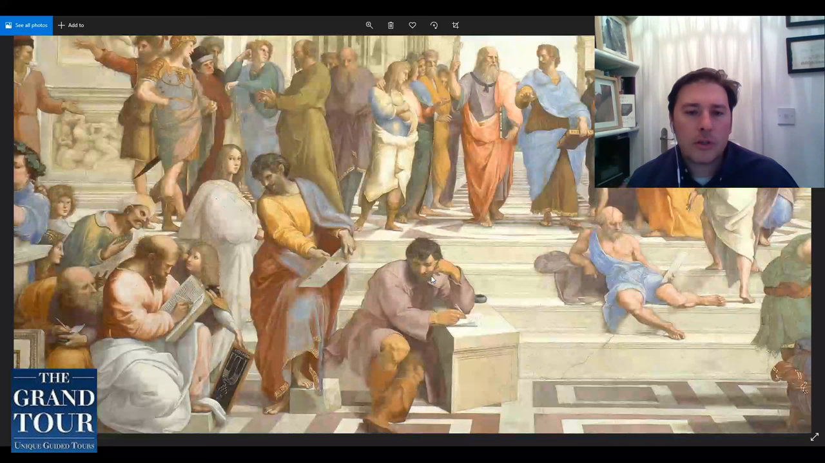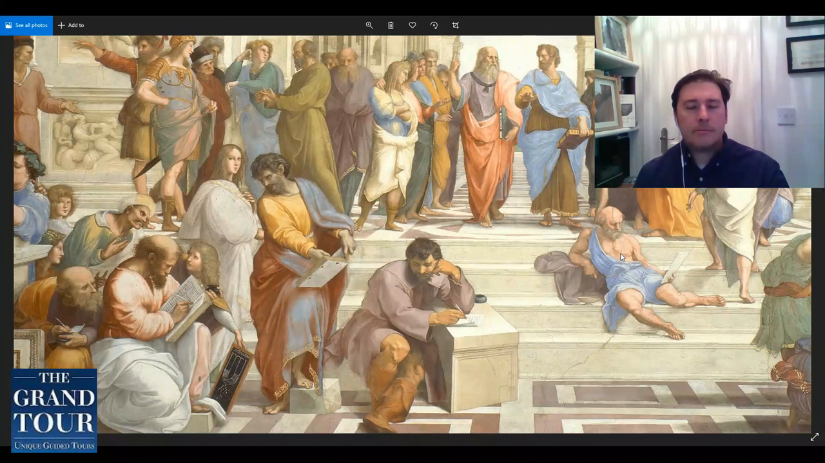Now, in the same years when Raphael painted the room Stanza della Segnatura, Michelangelo was painting the ceiling of the Sistine Chapel, which was of course a very challenging thing for him to do. The two of them didn't really like each other, although Raphael admired Michelangelo very much. They met in Florence as well. They didn't really go well together.